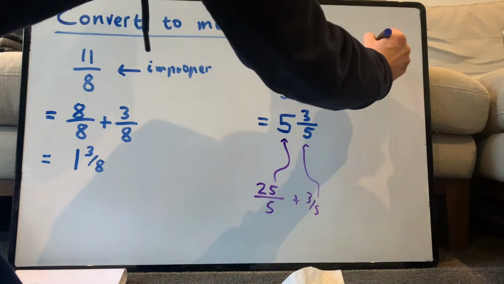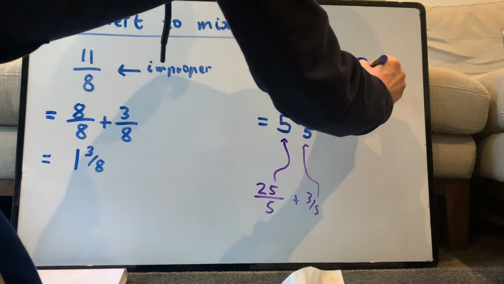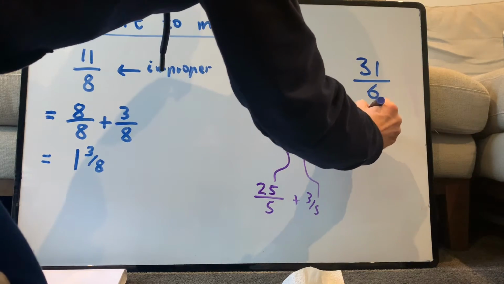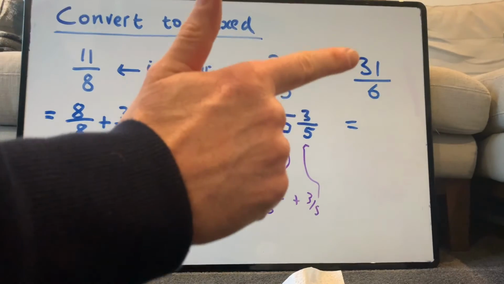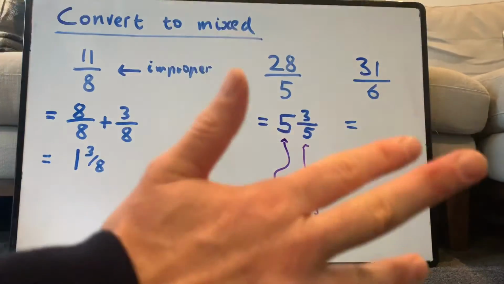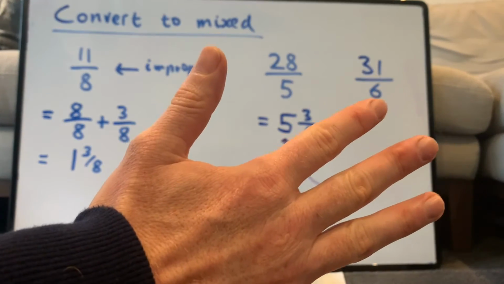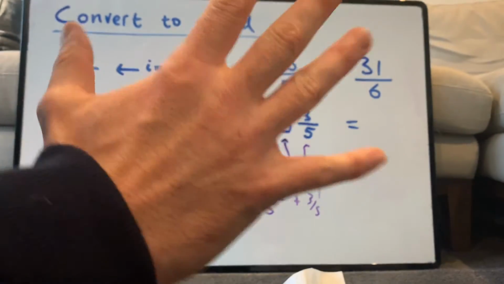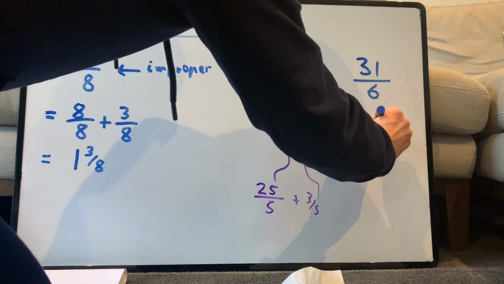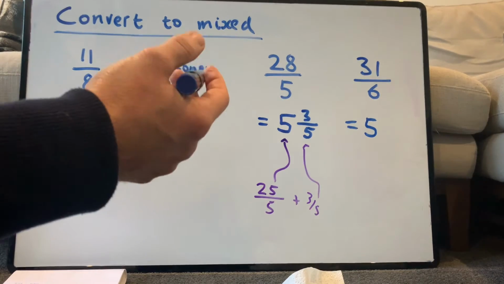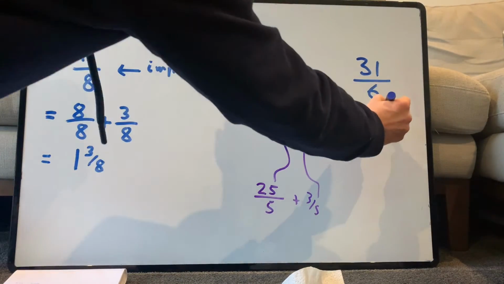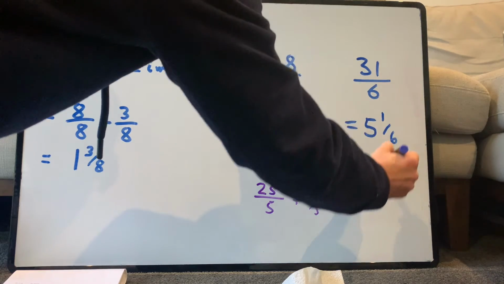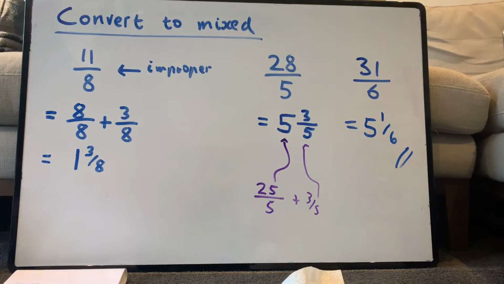We can do one more. Let's say something like this. 31/6. Count by 6s. 6, 12, 18, 24, 30. 36 is going to be too much. It's 5 again. It was 30. What's left to get from 30 to 31? 1. Okay. Done deal.